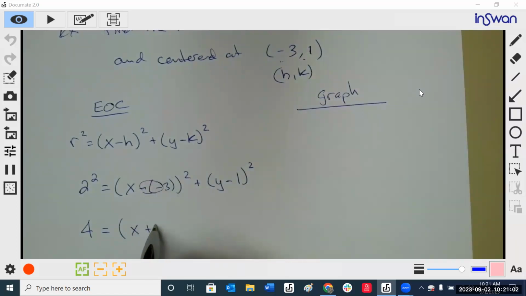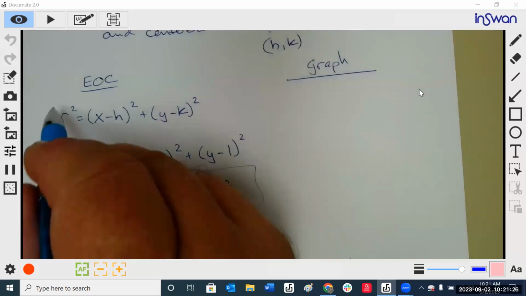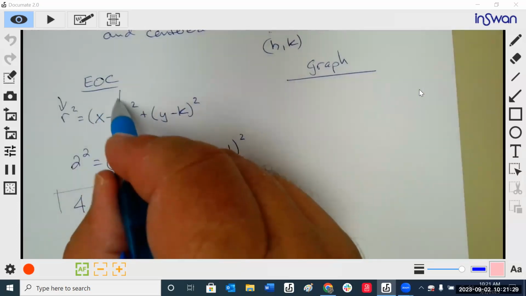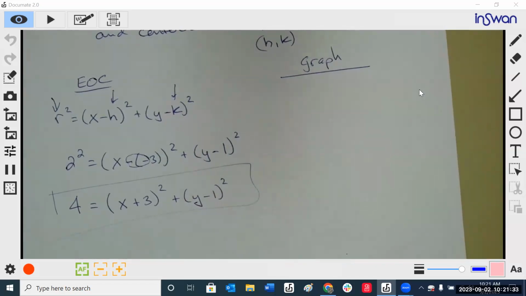Negative and negative becomes a positive. And there's your answer. That's the equation of a circle with radius 2 centered at -3, 1. Because all I did was plug in the values for these and just simplified it. Didn't go any further.